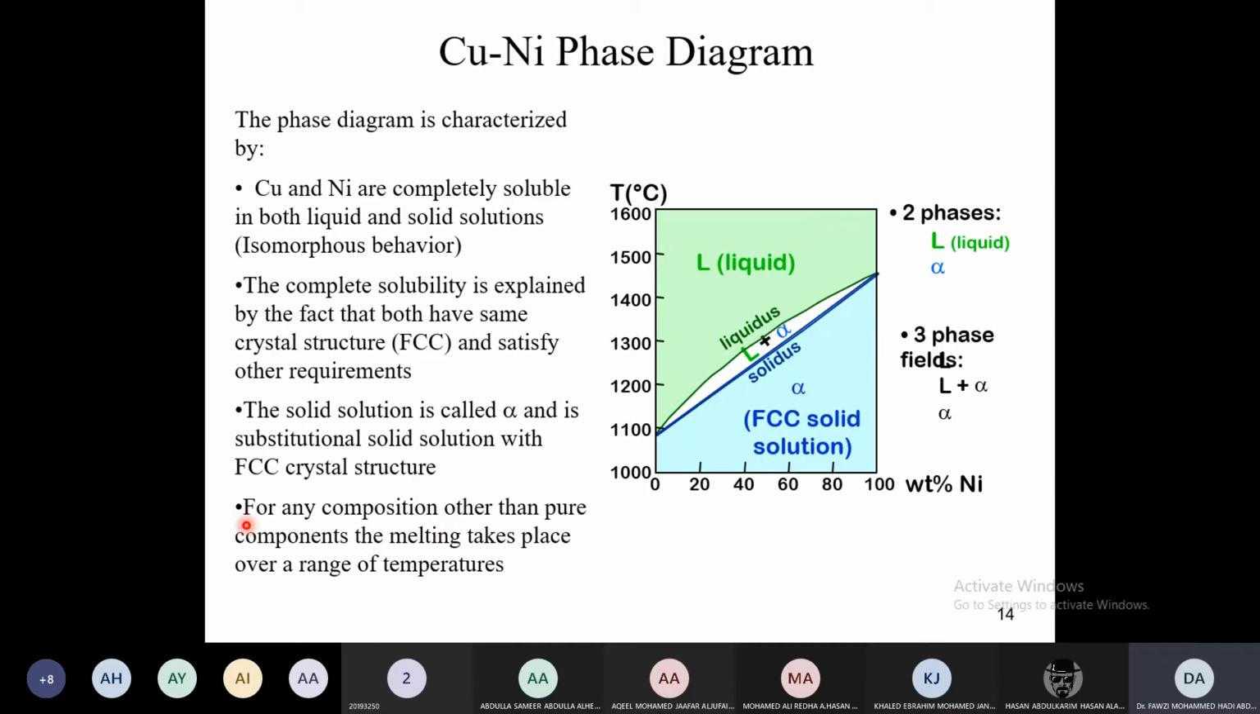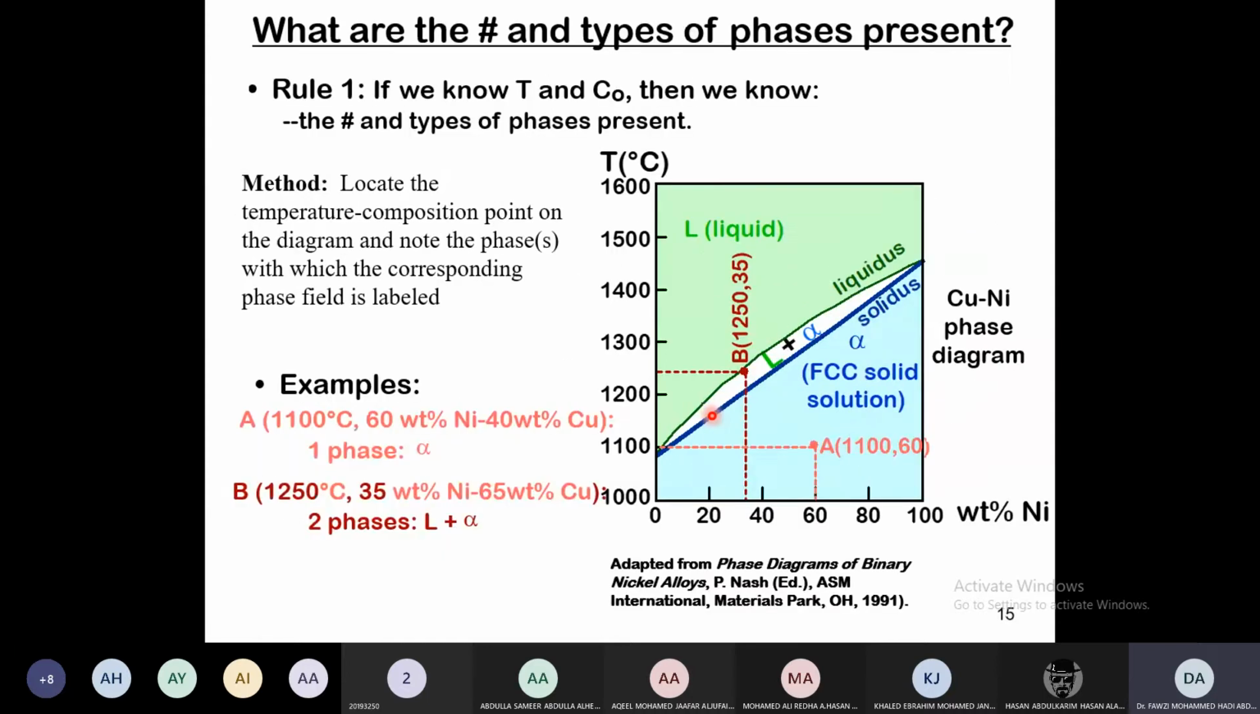As I've already explained at the beginning, for any composition other than the pure composition, the melting takes place over a range of temperature. In the pure composition, direct melting occurs. Any other composition, the melting occurs across a range of temperature. And that is an important characteristic that we want to see in the next phase diagram, not this one.